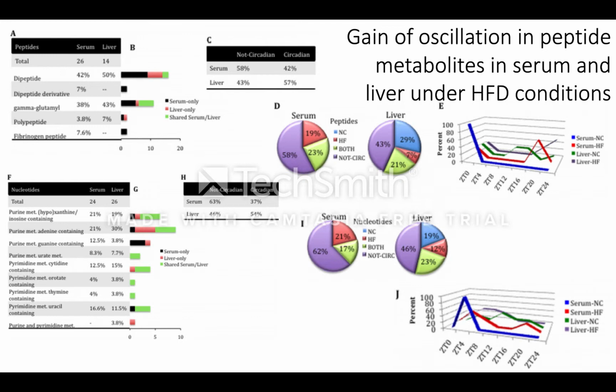Nucleotides are also measured. Adenine and guanine levels were significantly different in the liver and the serum. Adenine was shown to be more in the serum and guanine more in the liver. In particular, though, no oscillating nucleotides were found under normal conditions in the serum. Nucleotide metabolites peaked at ZT4 in the serum under both normal condition and high-fat density diet. In the liver, however, the nucleotides were phase advanced under the high-fat density diet.